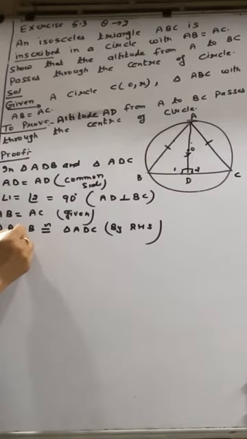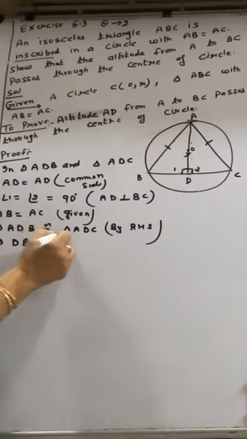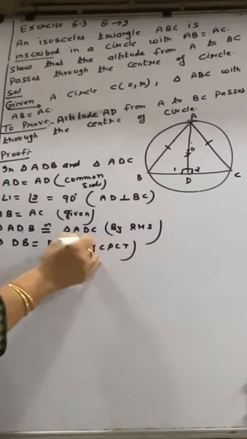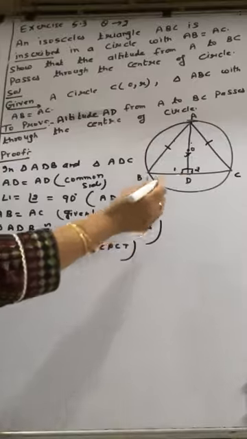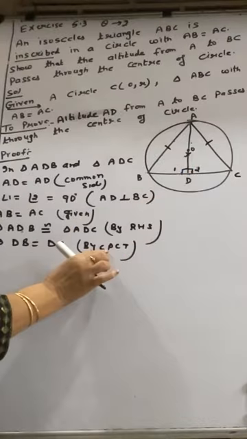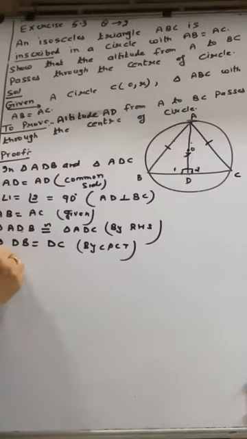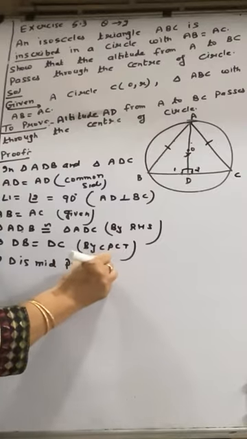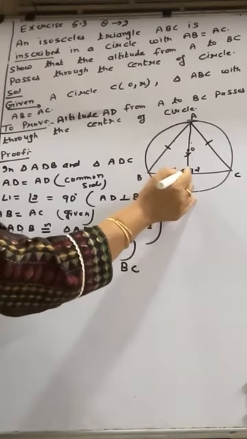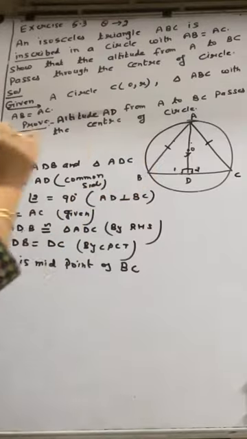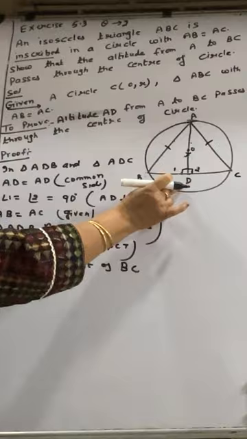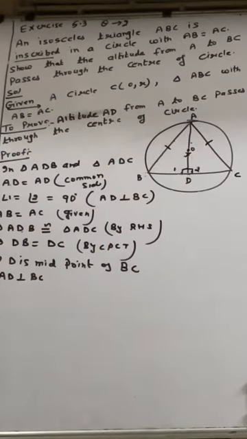So if these two triangles are congruent, the corresponding parts, one side DB and the other side DC. What will we write it as? CPCT, corresponding parts of congruent triangles. DB equals DC by CPCT, right? What does it mean? This means D is the midpoint of BC, yes or no? Alright, if DB equals DC is proved, it means D is the midpoint of BC. And another thing, AD is perpendicular to BC. That is our given at the starting.